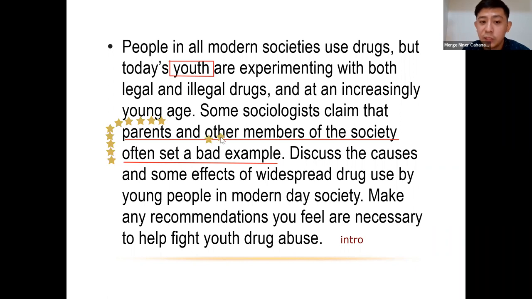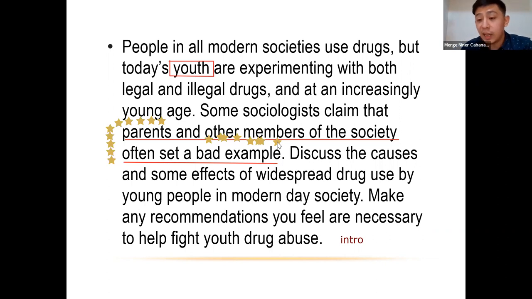What about the other members of the society? All right, movies, songs. Imagine the music videos that young people watch. They usually see some guys taking drugs, or there's a fire in the background, there's some females and then cars, and then they're rapping and everything. They think that those are cool. So if you are a parent, and other members of the society who set a bad example, then that is one of the major causes of youth drug abuse.